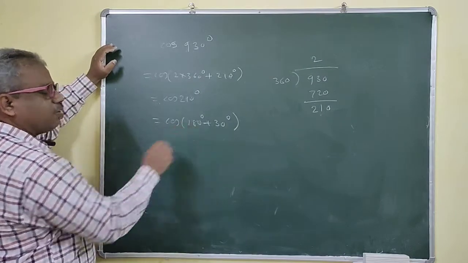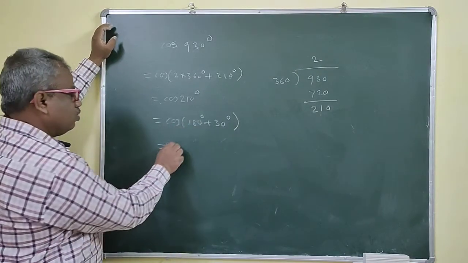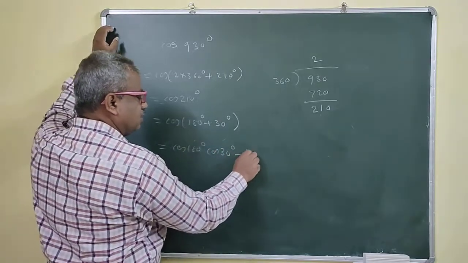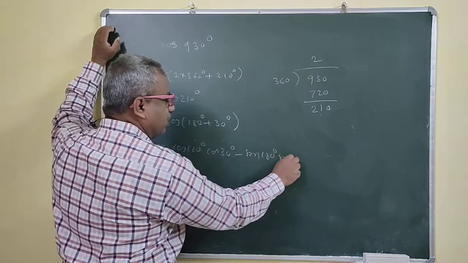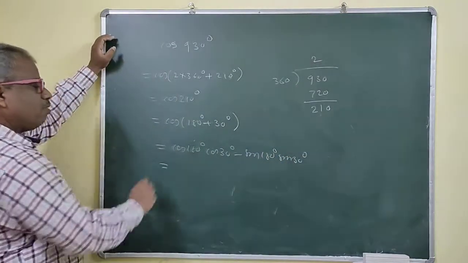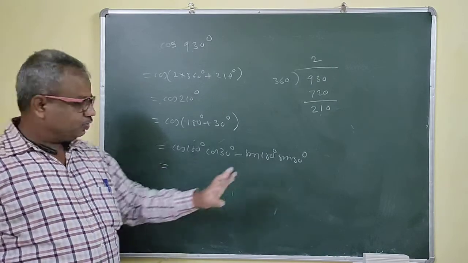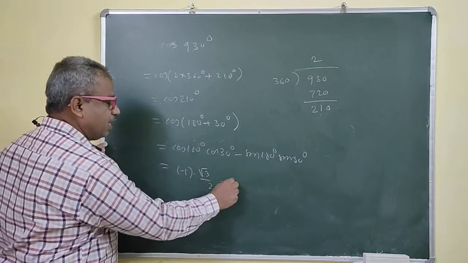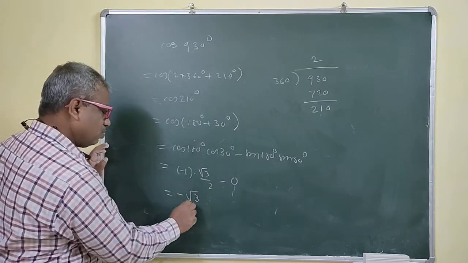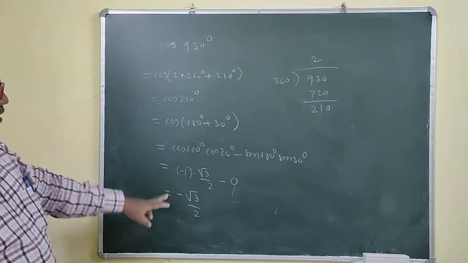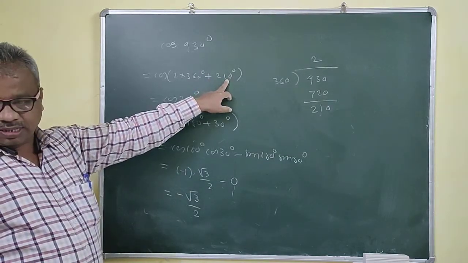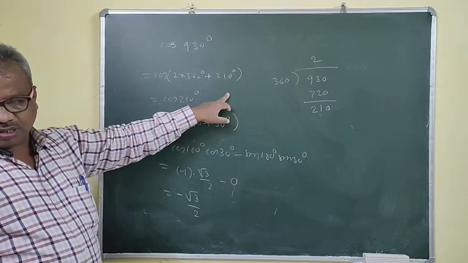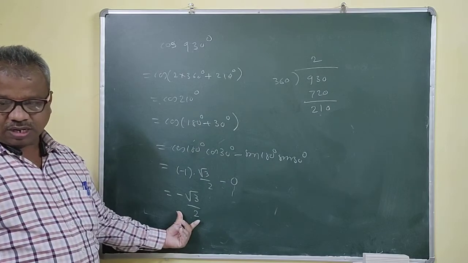Now write the formula for cos(A+B). This is cos 180° cos 30° minus sin 180° sin 30°. But sin 180 degrees is 0, and cos 180 degrees is minus 1, so this is minus 1 times root 3 by 2 minus 0, which is minus root 3 by 2. Now to check whether the sign is correct: 210 degrees is in the third quadrant. All Silver Tea Cups: only tan is positive in the third quadrant, so the value of cos is negative here. So we are correct.